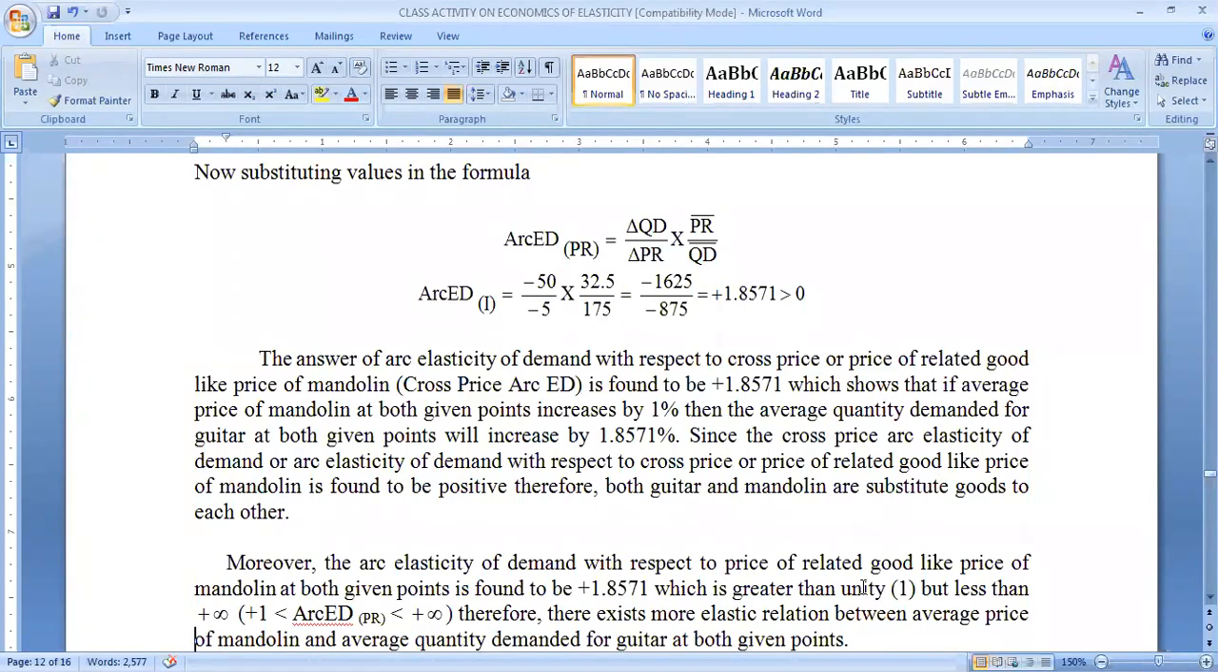Now, after this fraction, we have the average price of related good, which is 32.5, and the average quantity demanded of 2 points, which is 175. So when we multiply 50 with 32.5, we obtain 1625. And when we multiply 5 with 175, the answer is 875, right? So dividing 1625 by 875, we obtain the answer 1.8571.